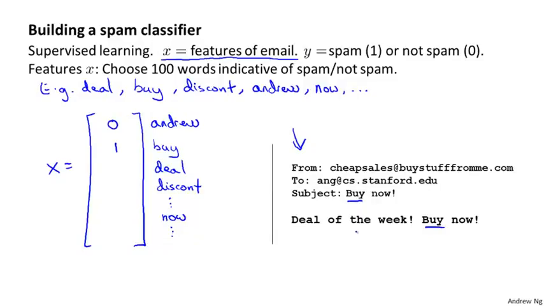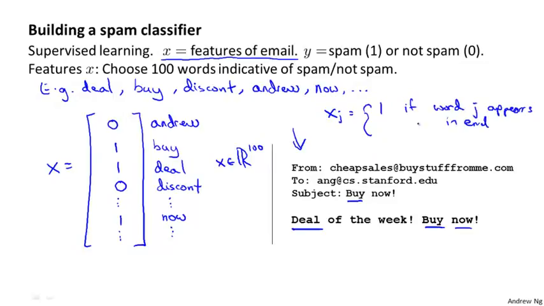I'm not going to really count how many times the word occurs. The word deal appears, I'm going to put a 1 there. The word discount doesn't appear, at least not in this little short email, and so on. The word now does appear, and so on. So I put ones and zeros in this feature vector, depending on whether or not a particular word appears. And in this example, my feature vector would have dimension 100 if I chose 100 words to use for this representation. And each of my features xj will basically be 1 if a particular word, let me call this word j, appears in the email, and xj would be 0 otherwise. Okay, so that gives me a feature representation of a piece of email.